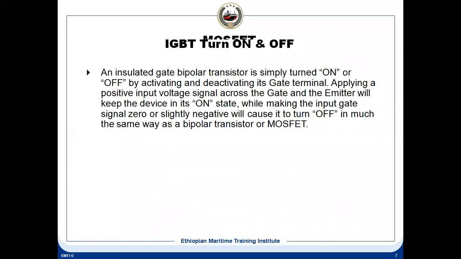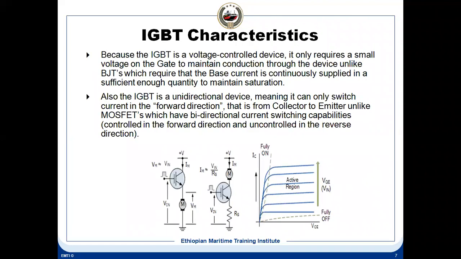An IGBT can be turned on with a positive voltage at the gate, and with a slightly negative voltage at the gate you can turn it off. Here you can see the IGBT characteristic.